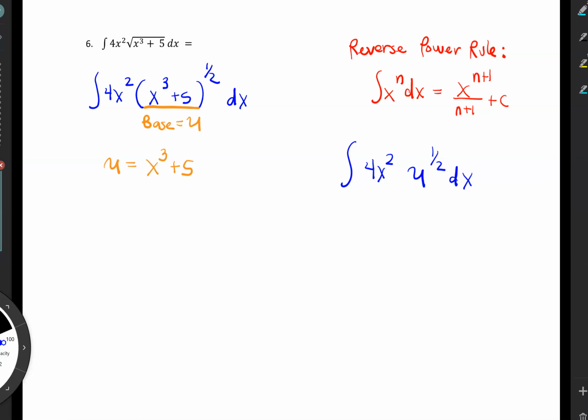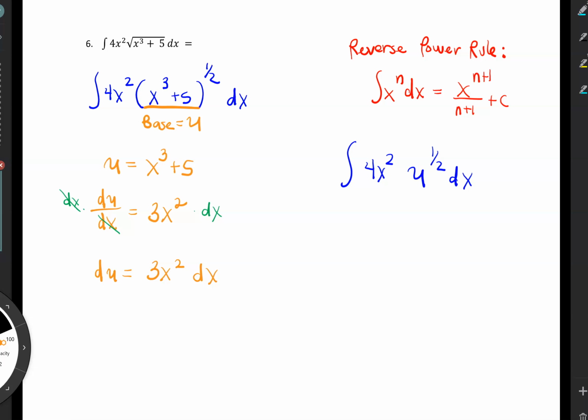Okay, that's still awful because our variables are all mixed up. I need only u's, right? So I'm going to come over here and take the derivative of this with respect to x. And when we do that, we're going to get 3x squared. And then we're going to move that dx to the other side, right? Technically, you're multiplying both sides by dx. And then we're going to end up with a du cashes in for 3x squared dx.